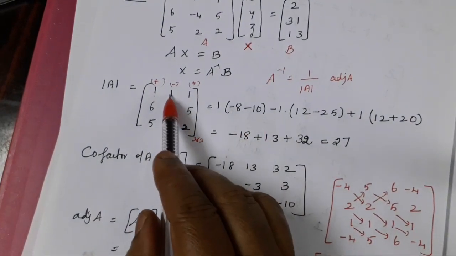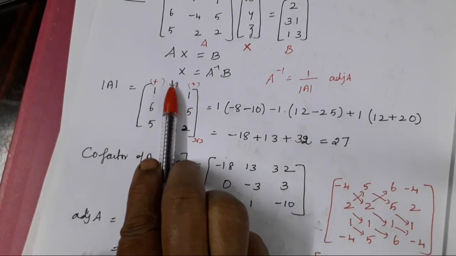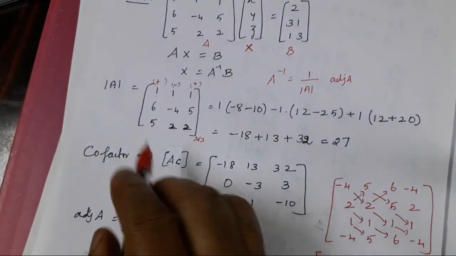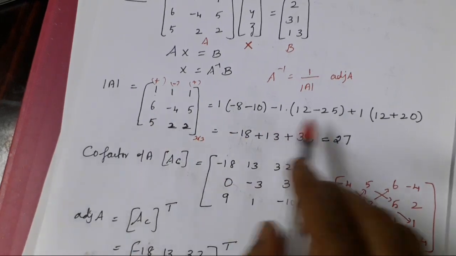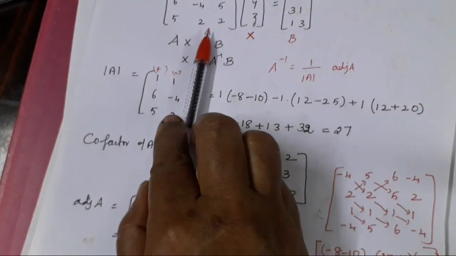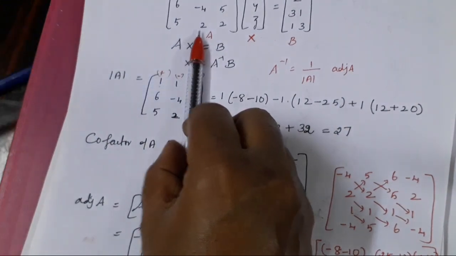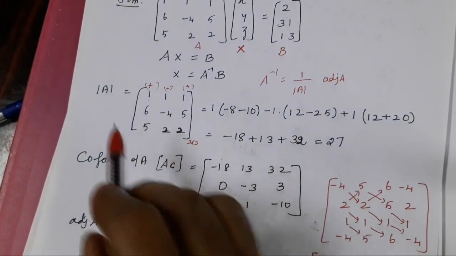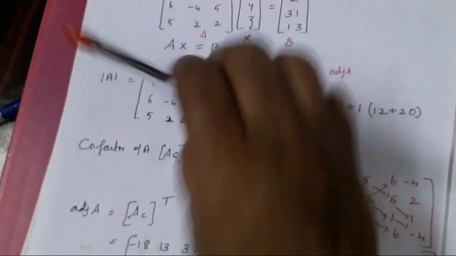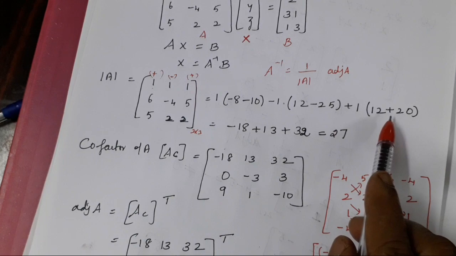Minus 1 into, you leave that column as well as row. The balance is 6 2s are 12, 5 5s are 25, so 12 minus 25. Again plus 1 into, you leave that row as well as that column. The balance is 6 2s are 12, 5 4s are minus 20, already having one minus outside, so minus into minus becomes plus 20.